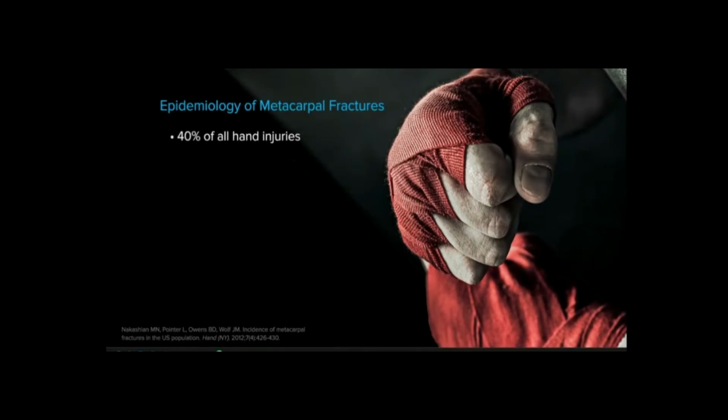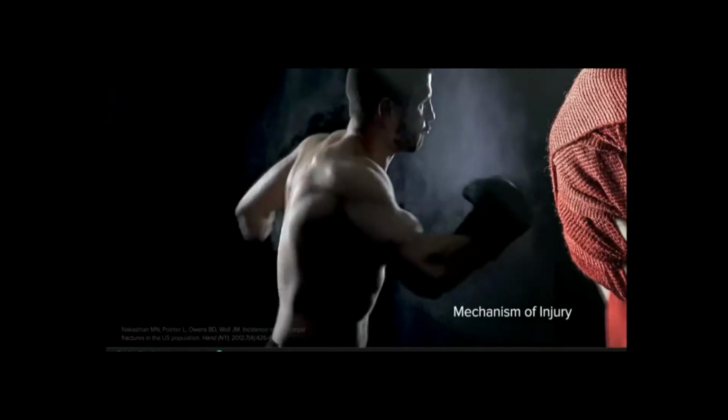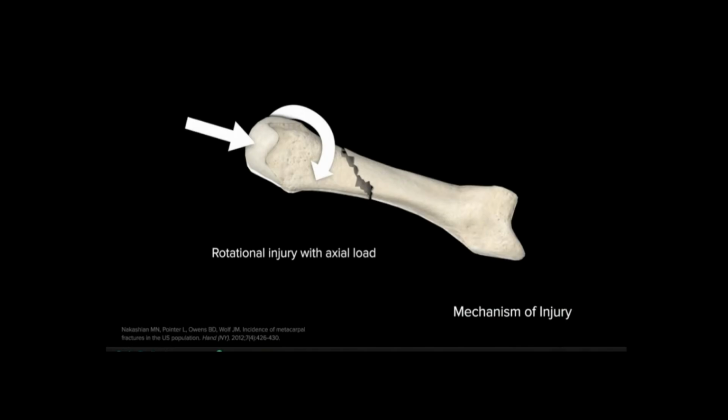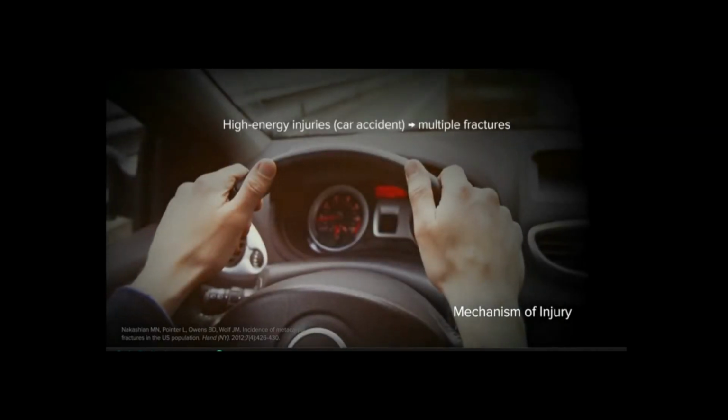Metacarpal fractures comprise 40% of all hand injuries and are most commonly seen in the male population in the second and third decades of life. The event usually occurs at home or during recreational activities. The mechanism of injury can be a direct blow or contact force to the hand, a rotational injury with axial load, and high energy injuries such as car accidents, which can leave the patient with multiple fractures.